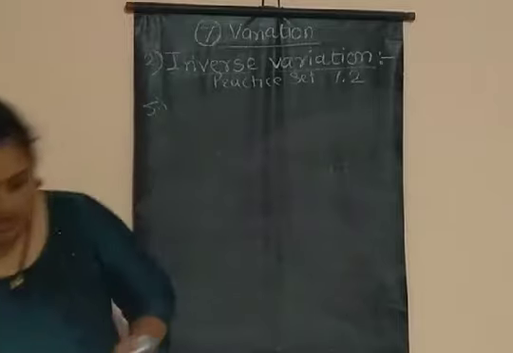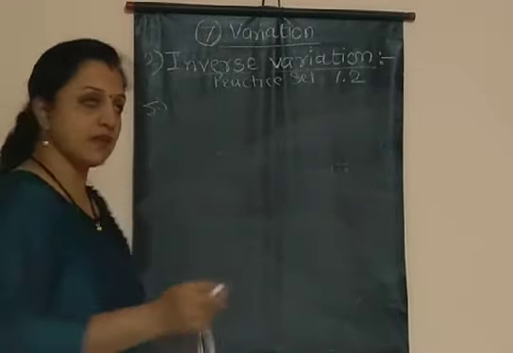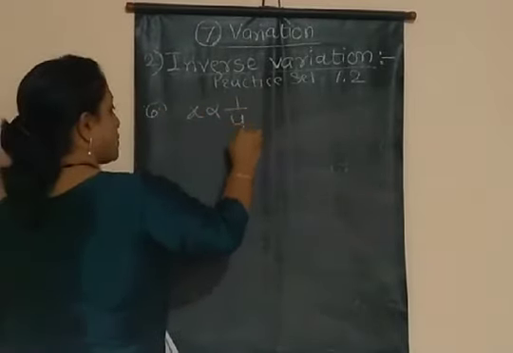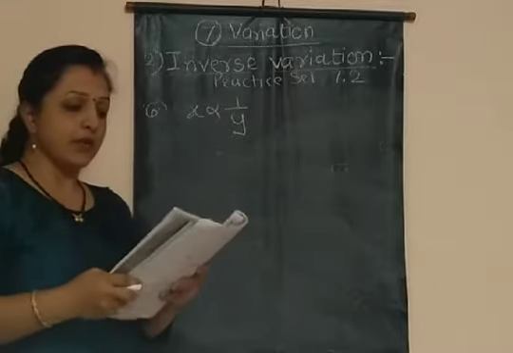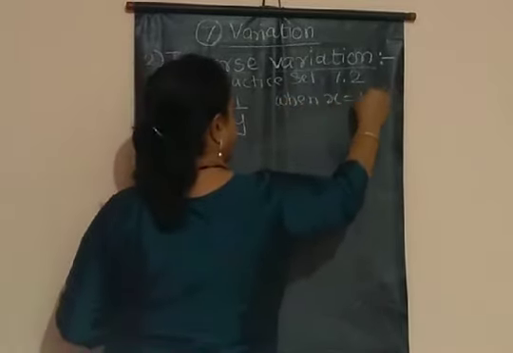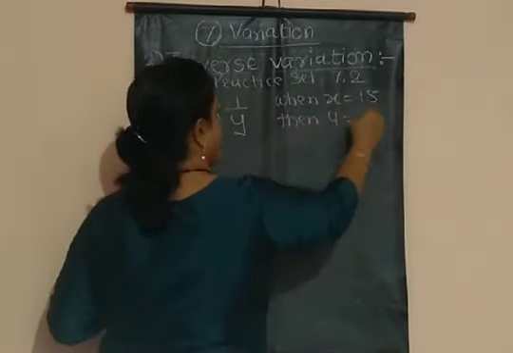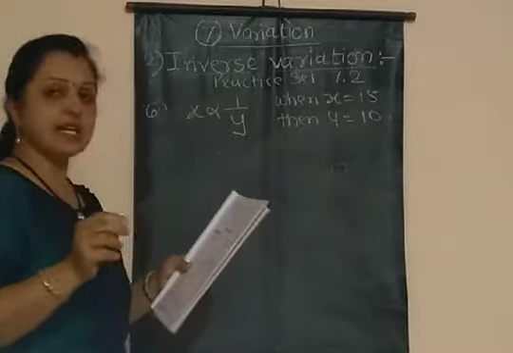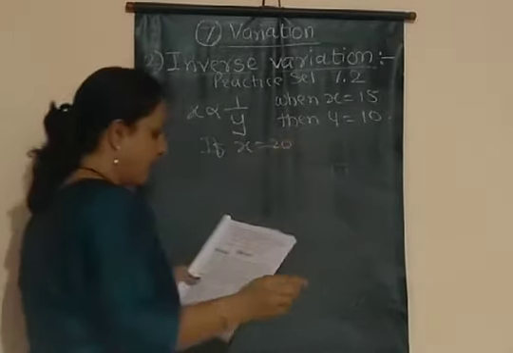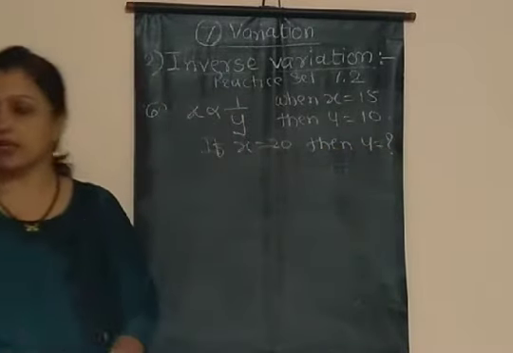Now let's see question number 6. In this question we are given x varies inversely as y. So let us write here question number 6. X is inversely proportional to y. X varies inversely as y. When x is equal to 15, then the value of y is equal to 10. If x is equal to 20, then find the value of y. Then y is equal to how much? That we have to find.